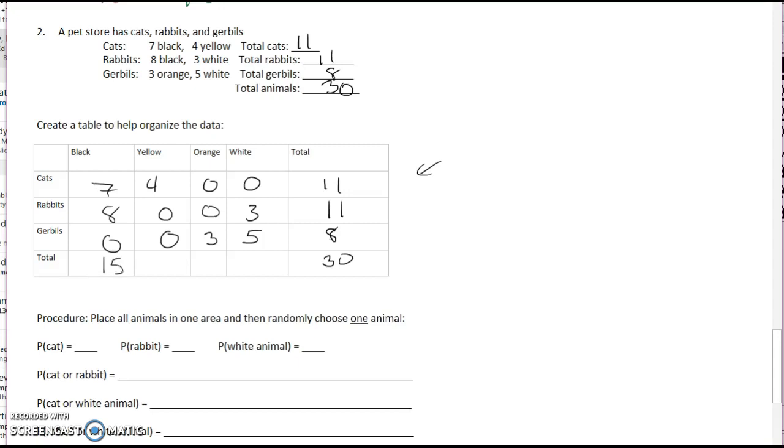So to get the total for the colors, we're going to add this down. 7 plus 8 is 15. 0 plus 0 plus 4 is 4. There are 3 here, then there are 8 here. And again, if you add this across, you should get the same number when you add across or down.